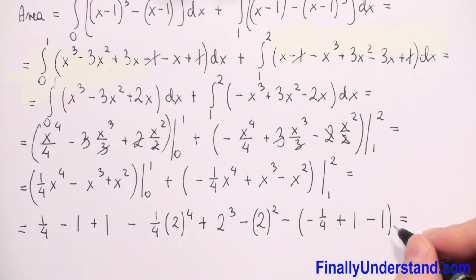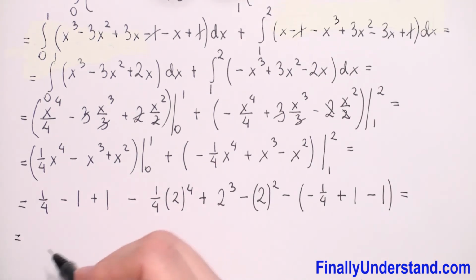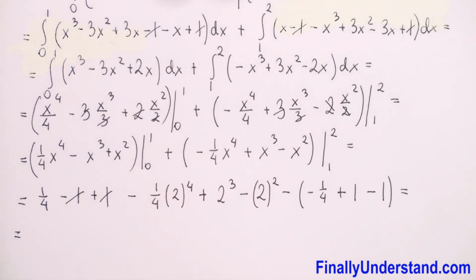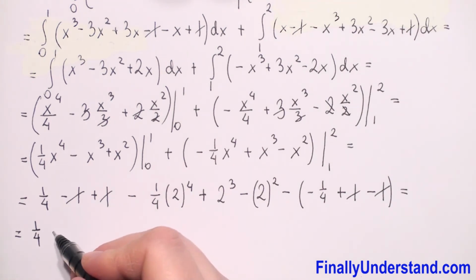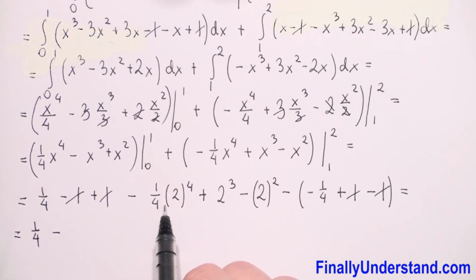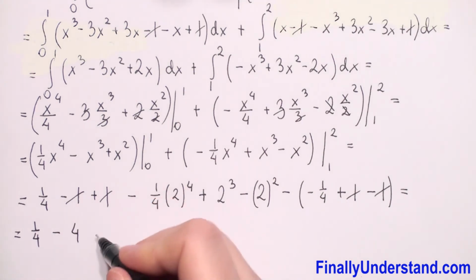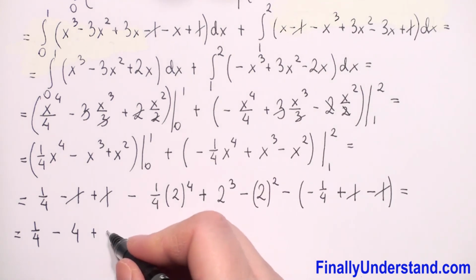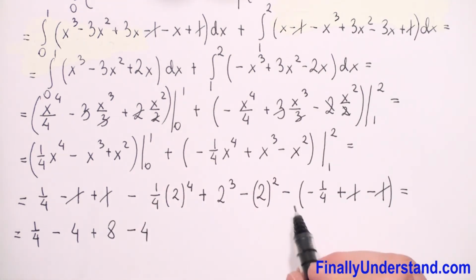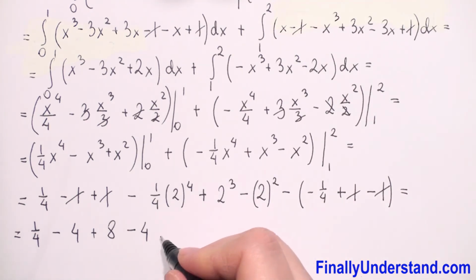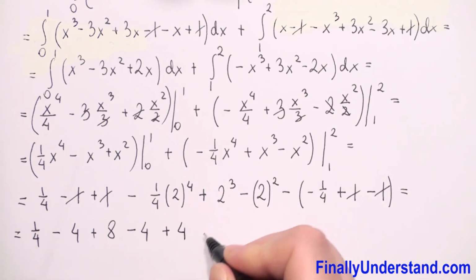So this is equal. 1 and 1 will reduce. The same will be here. And we have 1 over 4 minus 1 over 4 times 16. So that is 4, plus 2 to the third power is 8, minus 4. And negative gives us positive, so we have plus 4. Of course, 1 over 4.